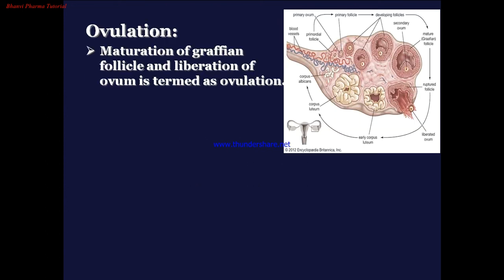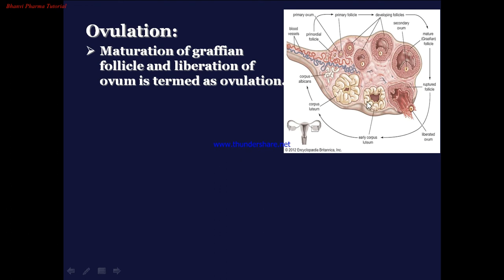Next, the important topic is ovulation. What happens in ovulation? The maturation of the Graafian follicle and the liberation of the ovum is termed ovulation. You can see in the diagram the corpus luteum in white color.